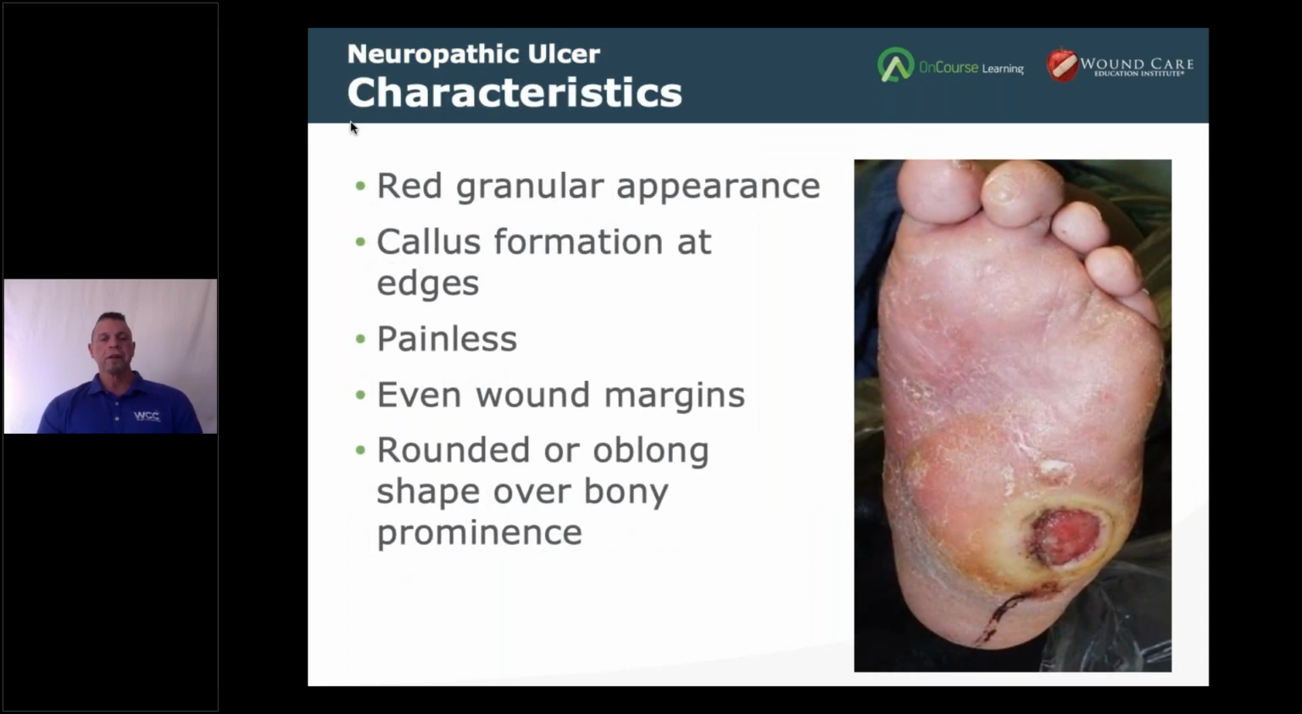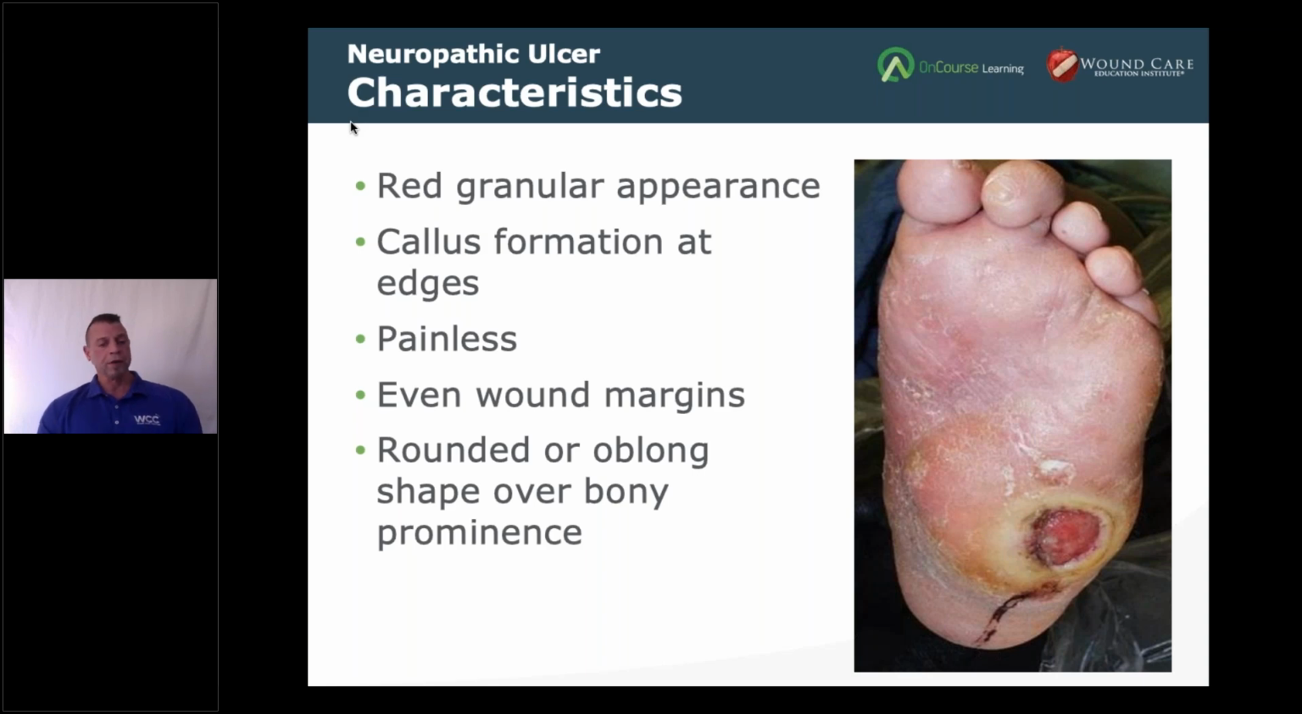Now, the wounds generally will present with a red granular appearance to them, okay? That's because they don't really have any blood flow issues. So blood flow to the wound is good, but they are going to have typically that callus formation around the edge, because before that ulcer, it was probably a calloused area in its entirety because of the repetitive pressures over that area. The wounds are painless, again, because of the neuropathy.